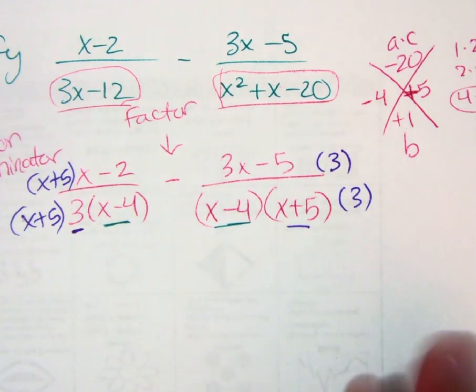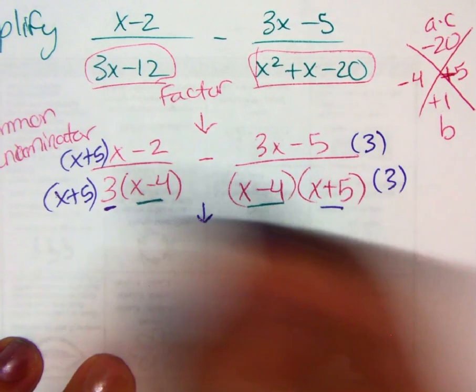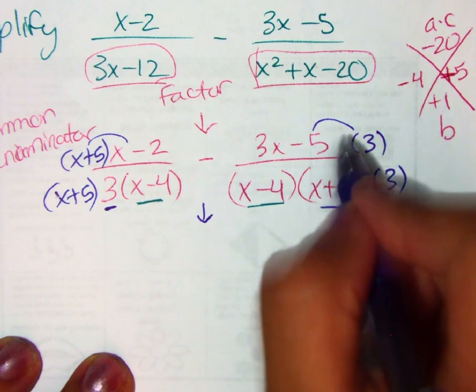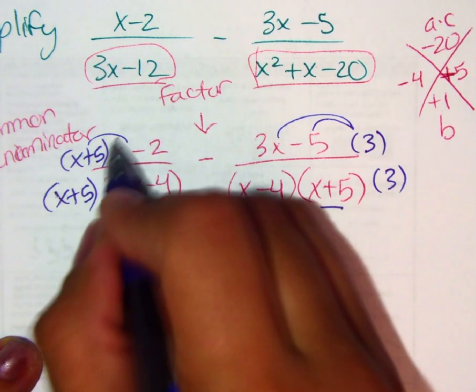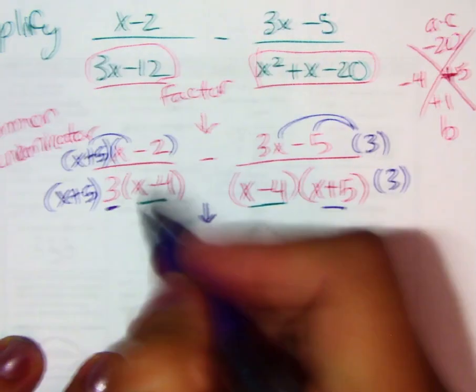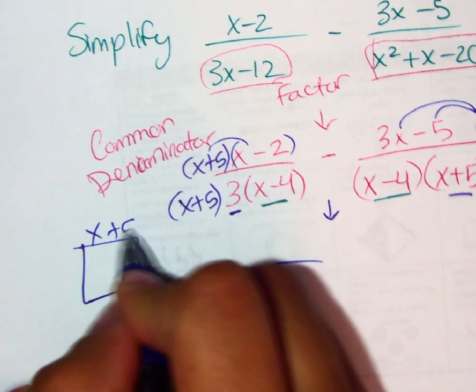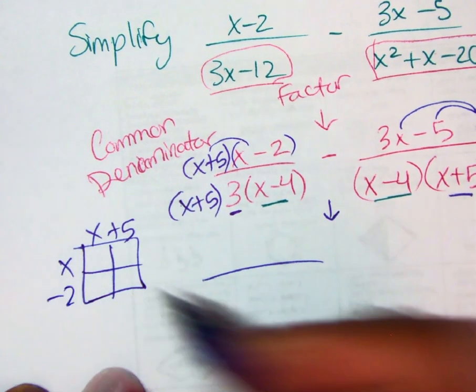So this is what we have. To rewrite this, we're going to multiply these two binomials with each other. And we're going to get x plus 5, x minus 2.